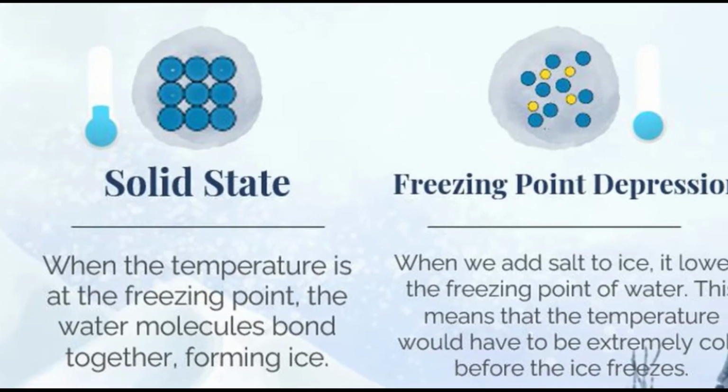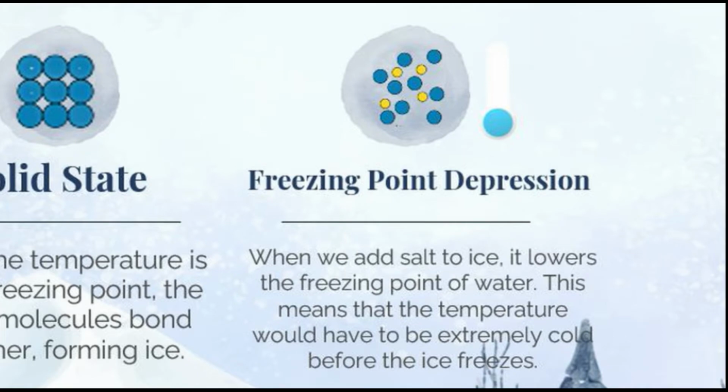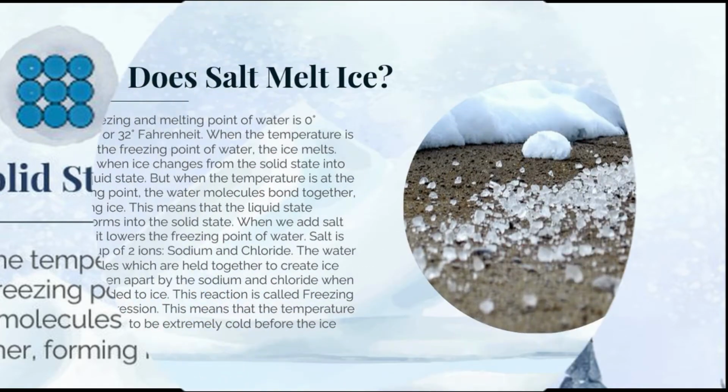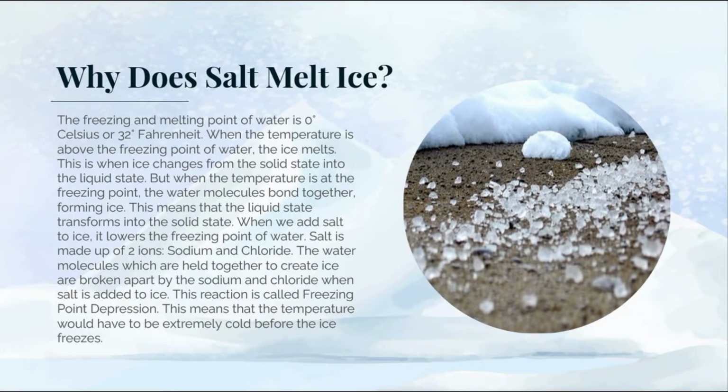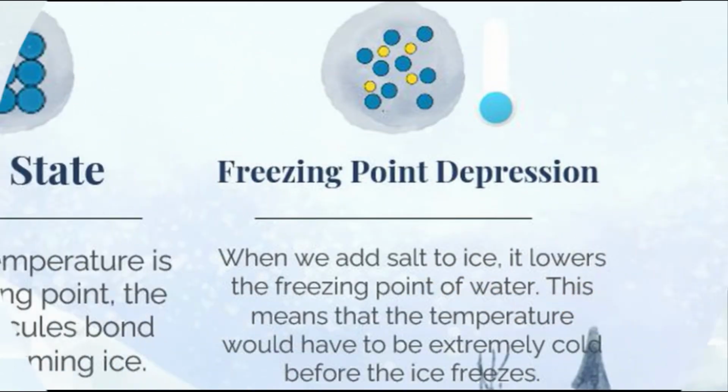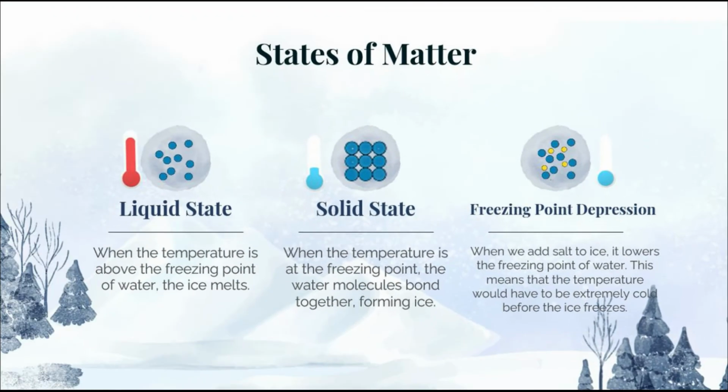When we add salt to ice, it lowers the freezing point of water. Salt is made up of two ions, sodium and chloride. The water molecules which are held together to create ice are broken apart by the sodium and chloride when salt is added to ice. This reaction is called freezing point depression. This means that the temperature would have to be extremely cold before the ice freezes.